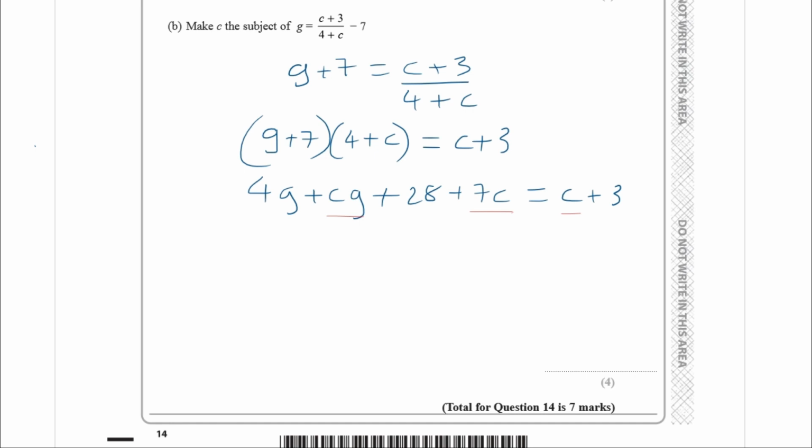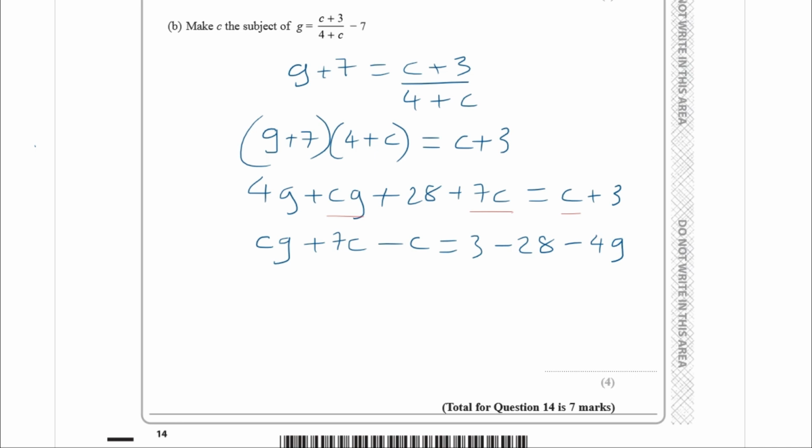So let's leave the CG on the left, and we have the 7C on the left already, so we can move this here, and we can move the C to the left as well. Now all the C's are on the same side. We can keep the 3 on the right, move the 28 to the right and it becomes a negative 28, and we can also move the 4G to the right, which will become a negative 4G.